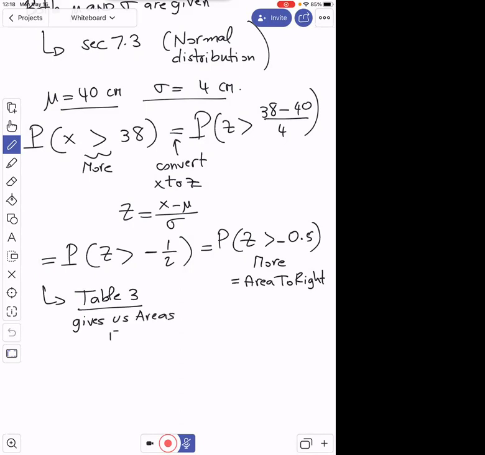Areas to the left. So the problem here is to convert this area to the right, or express this area to the right, in terms of the area to the left. And we said the area to the right is always 1 minus the area to the left. So z less than -0.5. This is "less", so this is the area to the left.